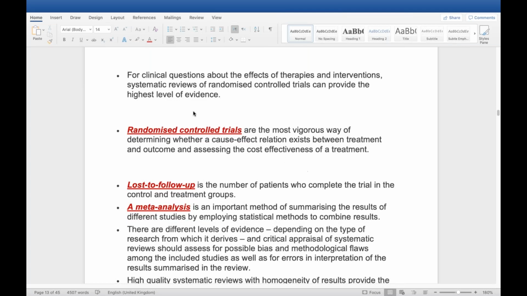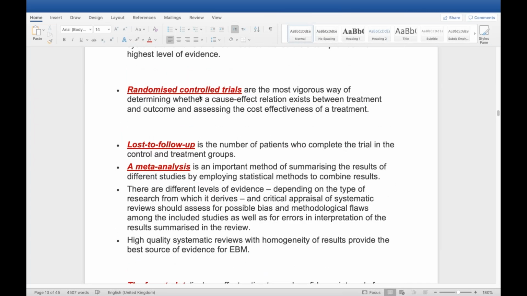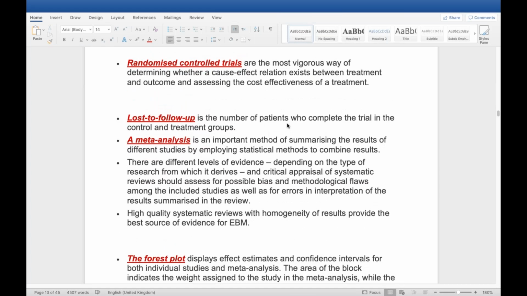Just to start again, for clinical questions about the effects of therapies and interventions, systematic reviews of randomized controlled trials can provide the highest level of evidence. Yes, we know that, don't we? Randomized controlled trials are the most rigorous way of determining whether a cause-effect relation exists between treatment and outcome, and assessing the cost-effectiveness of treatment. Yes, we know that now, don't we?